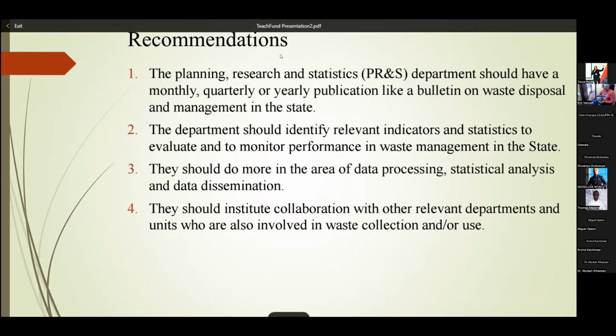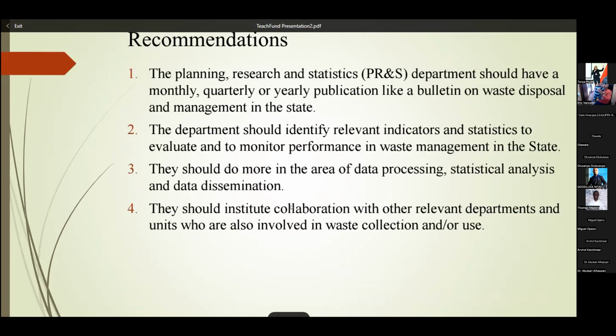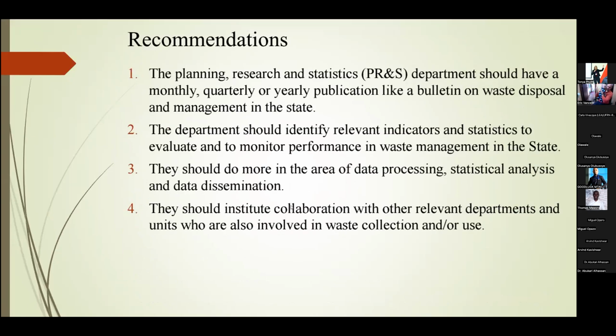And then we have these recommendations. The planning and research and statistics department should have a monthly, we have suggested this to them, either a monthly, a quarterly, or a yearly publication, like a bulletin on waste disposal and management from the state. That will be possible if they make use of the toolkits that have been developed for them. That will help them to be able to make publications.